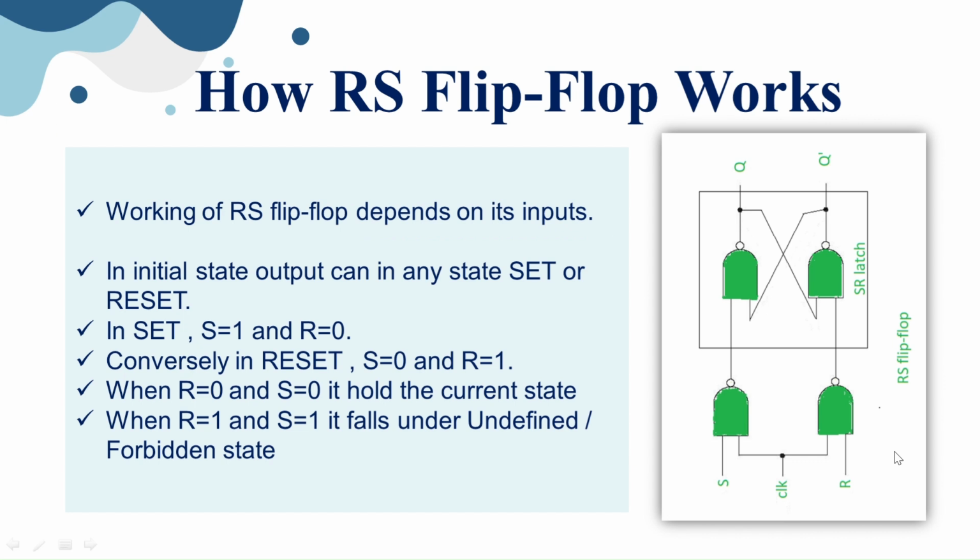The working of the RS flip-flop depends on its inputs. In the initial state, the output can be in any state, set or reset. In set, S equals 1 and R equals 0. Conversely, in reset, S equals 0 and R equals 1. When R equals 0 and S equals 0, it holds the current state. When R equals 1 and S equals 1, it falls under the undefined forbidden state.